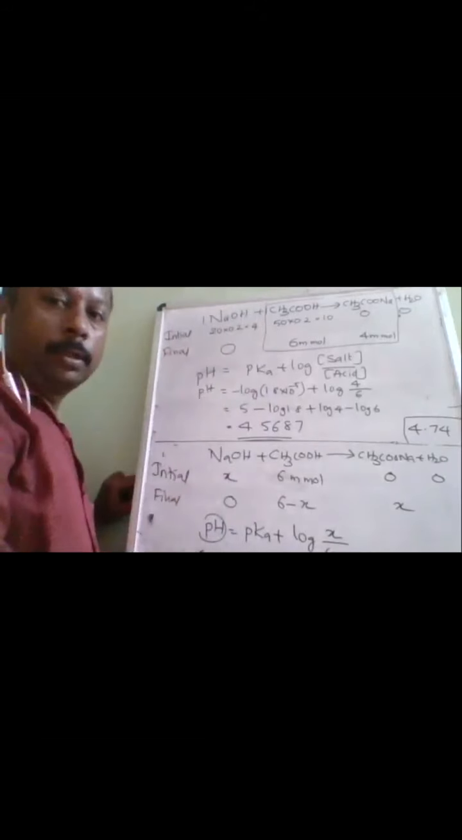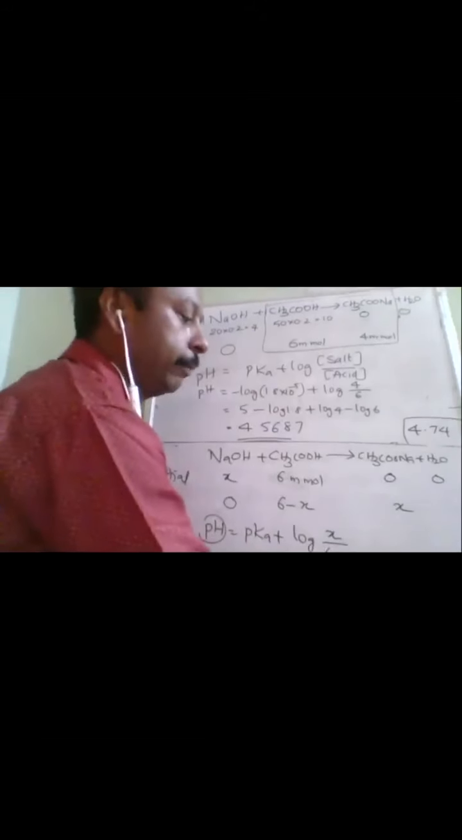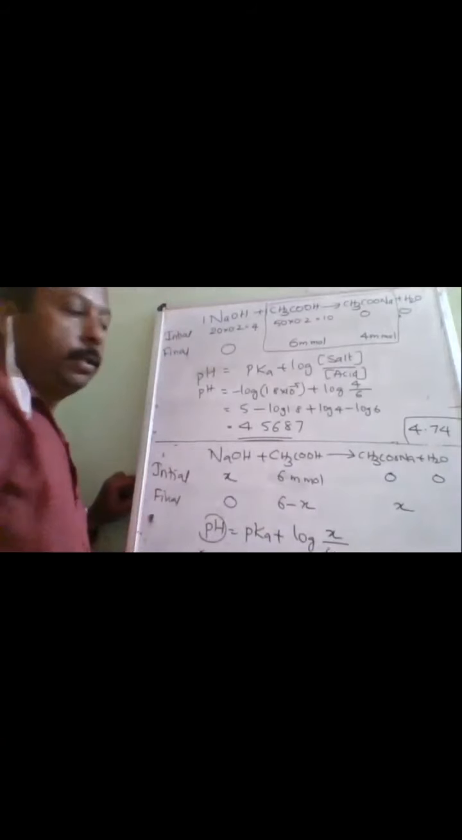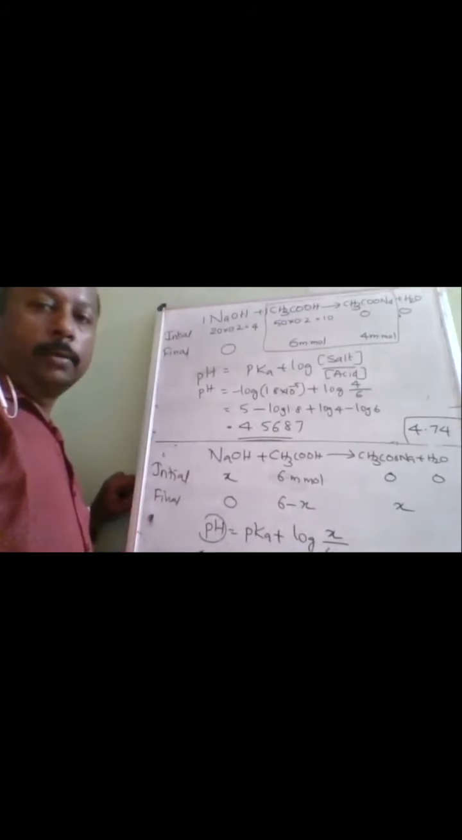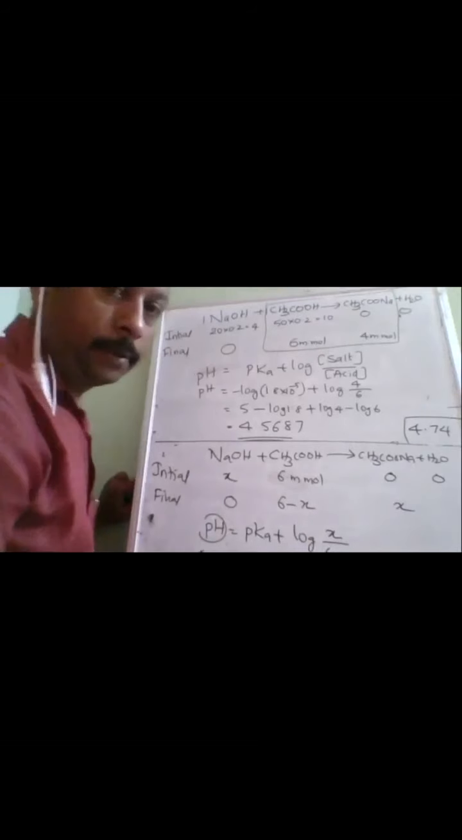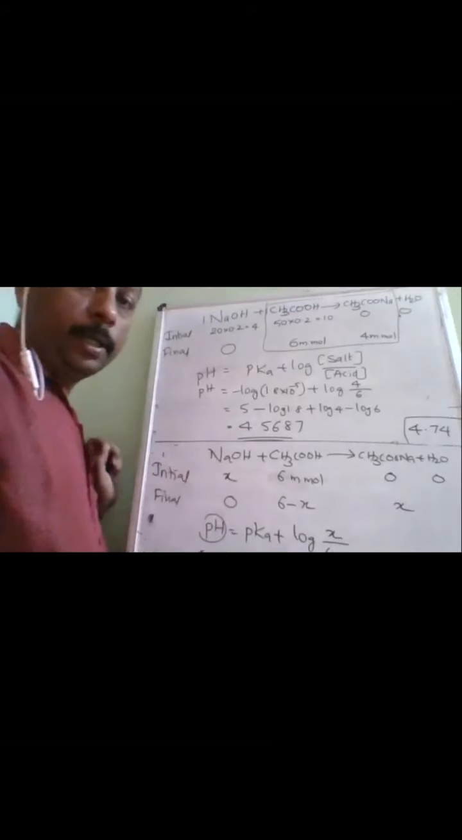4 millimoles. Suppose we will get X as 5. So how much do we need to add? 1 millimole you need to add. Okay, so like that you have to solve this. Up to here, I think everybody understood now.